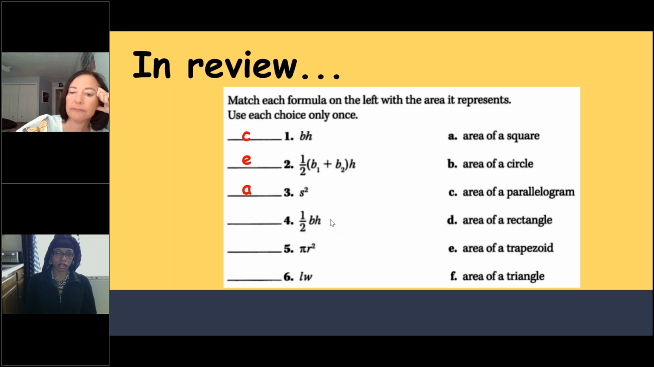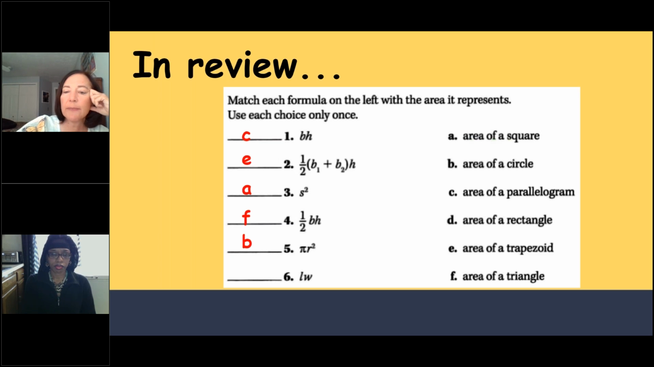More than most likely, that's the triangle. Perfect. That is the triangle formula. And then pi r squared. That is the circle.